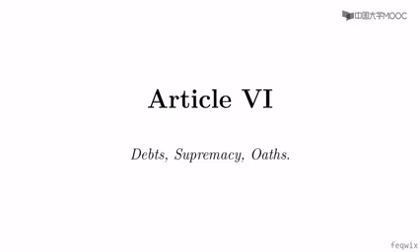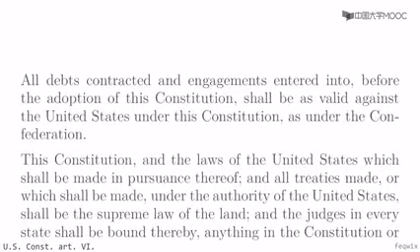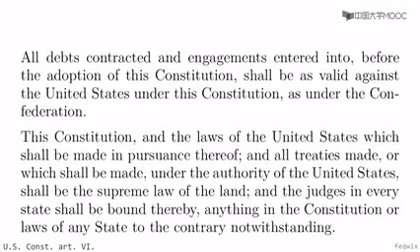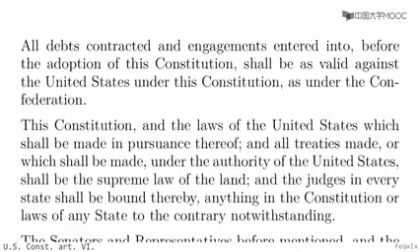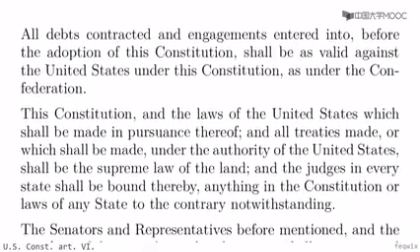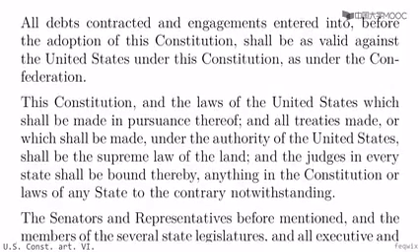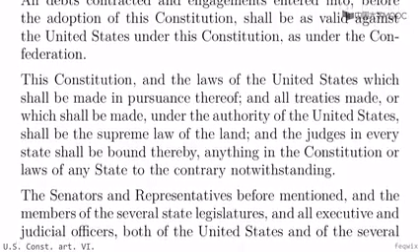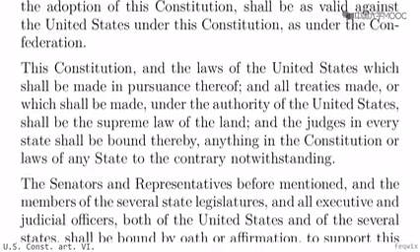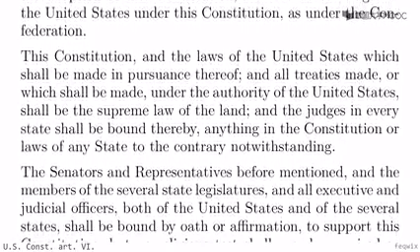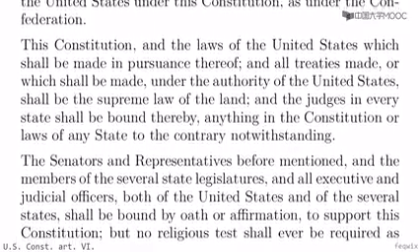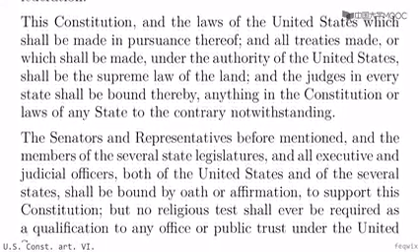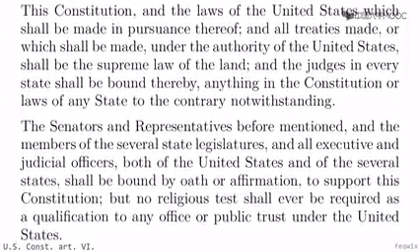Article 6. All debts contracted and engagements entered into before the adoption of this Constitution shall be as valid against the United States under this Constitution as under the Confederation. This Constitution and the laws of the United States, which shall be made in pursuance thereof, and all treaties made, or which shall be made, under the authority of the United States, shall be the supreme law of the land, and the judges in every state shall be bound thereby. Anything in the Constitution or laws of any state to the contrary, notwithstanding.